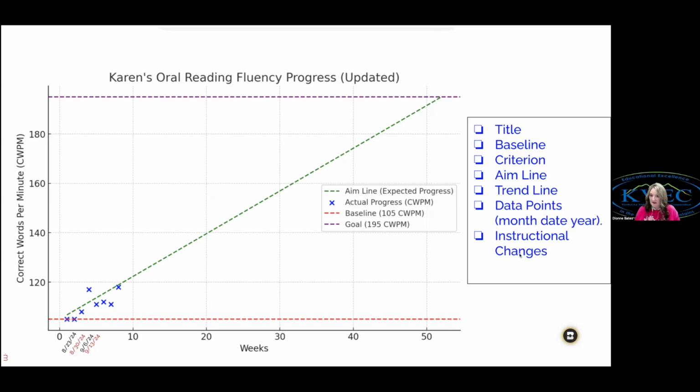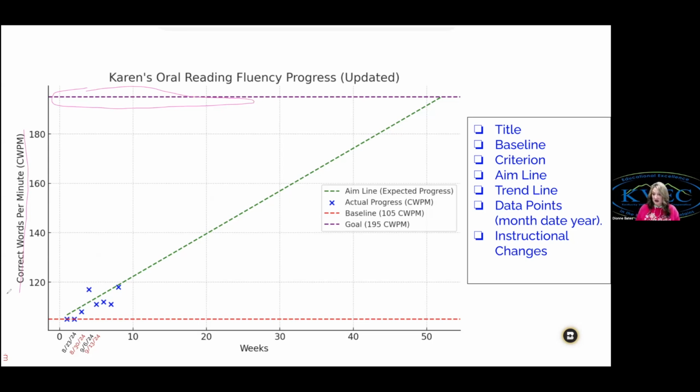So do we have the criterion? Our criteria is what we're expecting her to be able to do with oral reading fluency. Yes, we have the goal line up here at the top. Over here on the very far left-hand corner, we'll have the correct words per minute. See this one here? That helps us to tell what the criterion is.